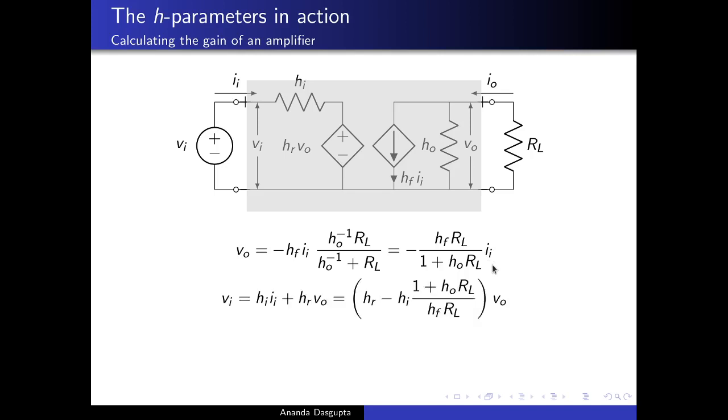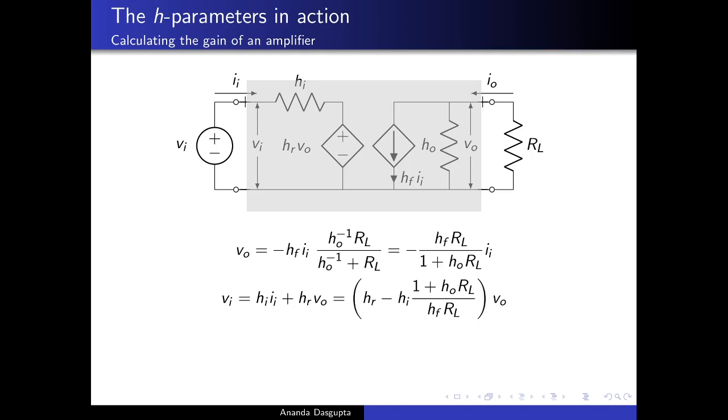And if we do that, it's a simple matter of algebra. Once again, it's best if you were to actually follow this along with pen and paper in your hand and do the algebra yourself. You get HR, which of course was already here, plus HI into minus the reciprocal of this. So minus HI into 1 plus HORL by HFRL. So VO by VI, that's our voltage gain. That after all is the most important quantity that we talk about when we talk about an amplifier. Although that's not the only important quantity, by the way.